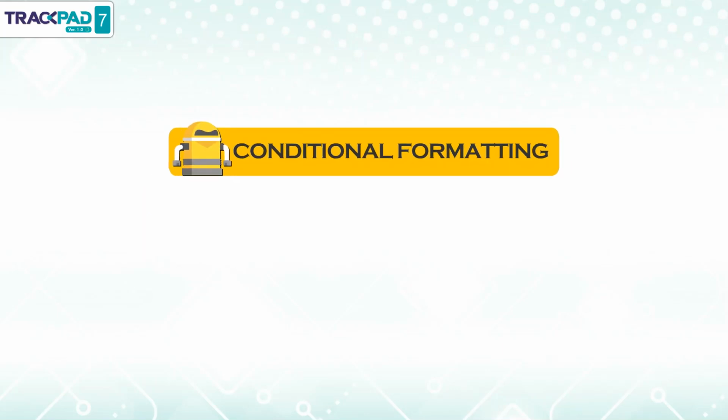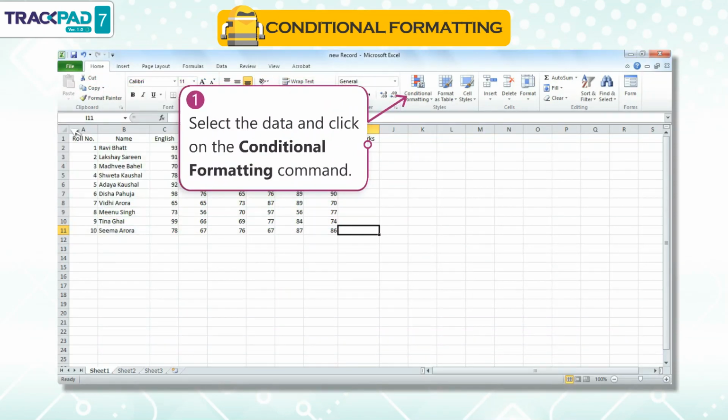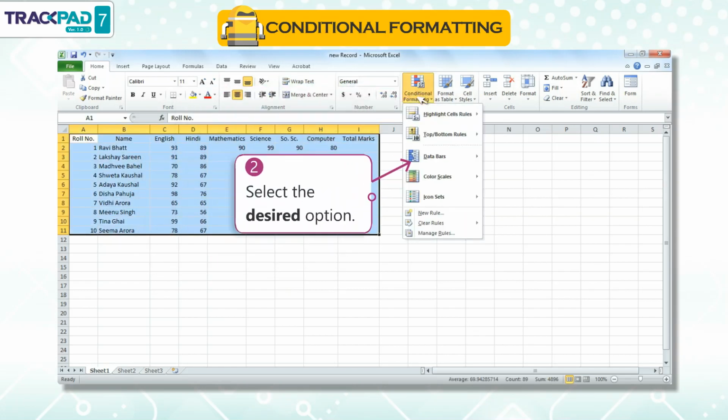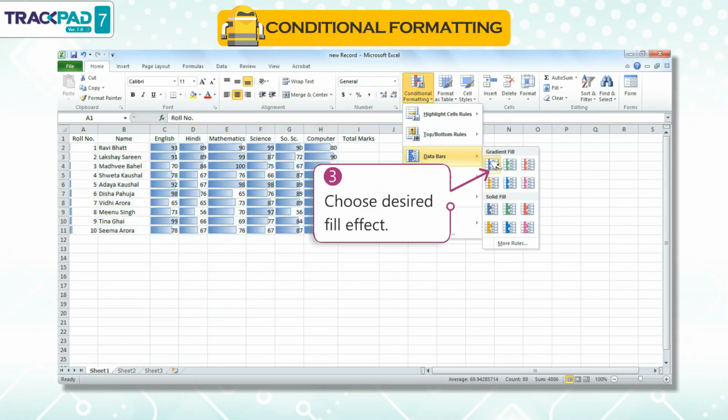Conditional formatting. To apply conditional formatting to a series of data, follow the given steps. First, select the data and click on the conditional formatting command. Second, select the desired option. Third, choose the desired fill effect.